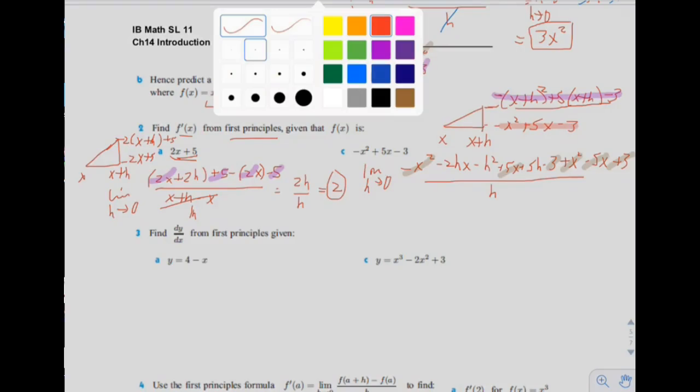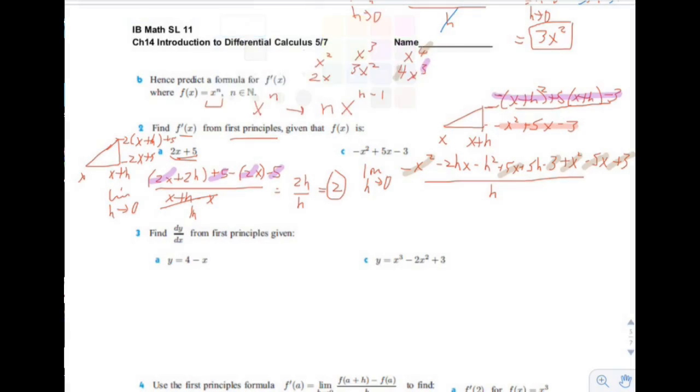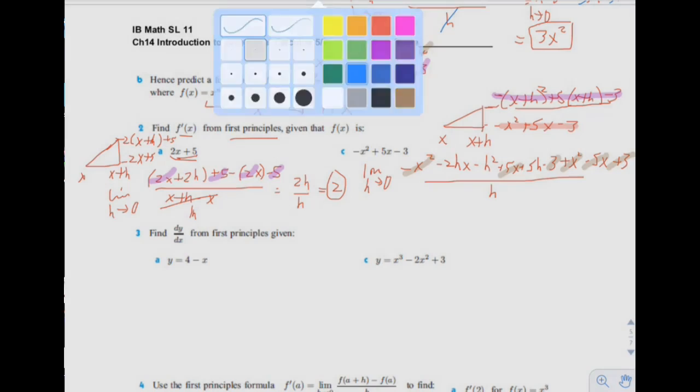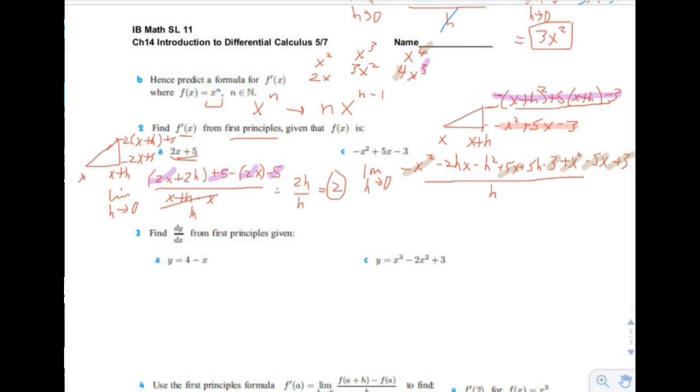So then we're going to cancel out some of these terms that are both on the top and bottom, like h. So h is on the top, h is on the bottom, so I'm going to cancel out the h on the bottom with the h's on the top.